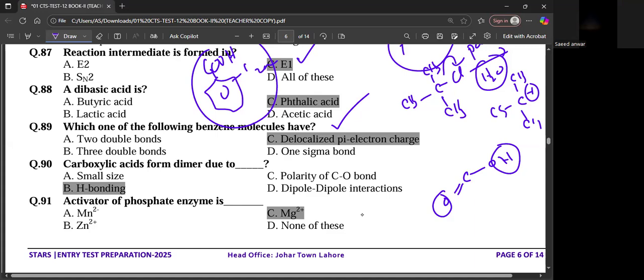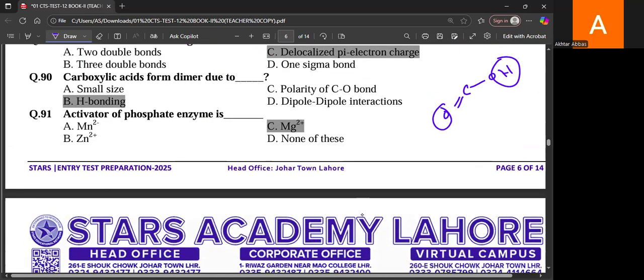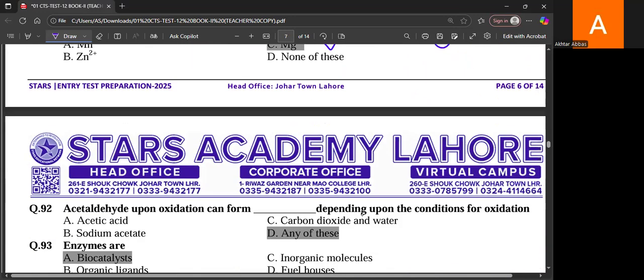The activator of the phosphatase enzyme is Mg plus 2. It's a very easy and very important question. Mg plus 2 is the activator of its enzymes. Okay. Next question.